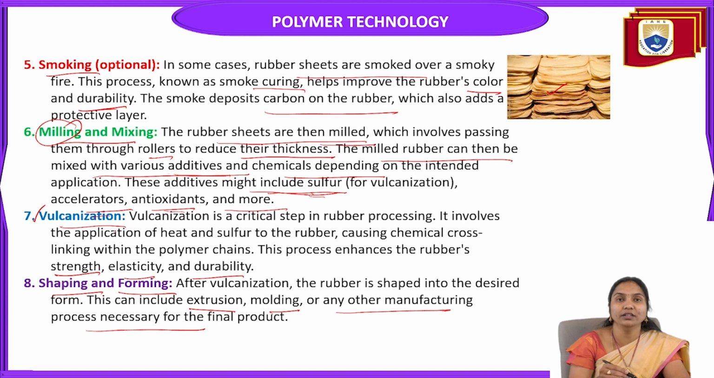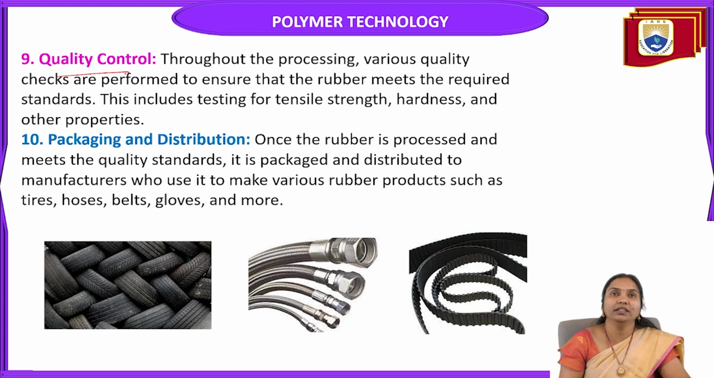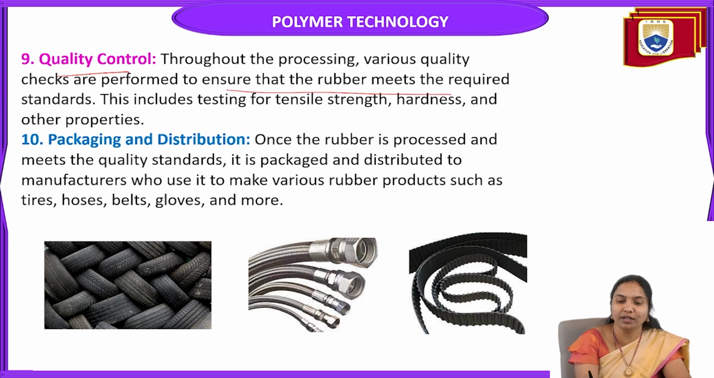Vulcanization is also used to improve the properties of rubber. In this case, natural rubber is heated with sulfur. Then shaping and forming: after the vulcanization step, the rubber is shaped into the desired form. Next, the ninth one is quality control. Throughout the process, various quality checks are performed to ensure that the rubber meets the required standards.